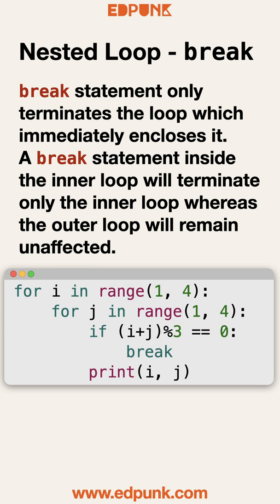To develop a better understanding, let us write nested for statements, both of which iterate in the range 1 to 4. Let us add an if condition inside the inner loop, which checks whether the current value of i plus j is divisible by 3. If yes, then the break statement is executed, which terminates the inner loop. Let us do a dry run to determine the output.